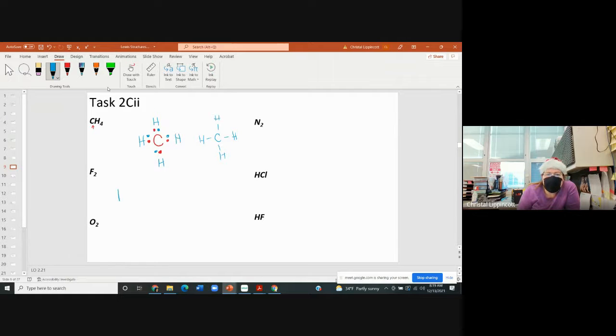All right, fluorine has how many? 7. So I'm going to draw my 7 for one fluorine. And then I'm going to draw my other fluorine in. Now this fluorine, by sharing, it has 8 electrons. And this one has 8. So everything's good.